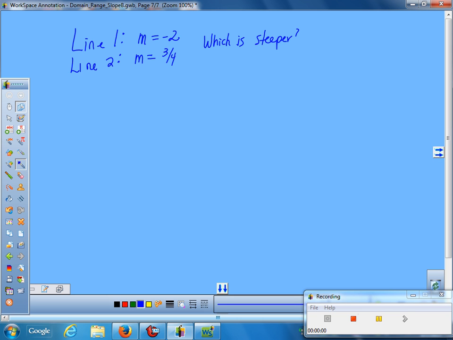3/4 is not the biggest number just because it's positive. I'm saying ignore the negative. So then 2 is going to be a steeper line. Doesn't matter what direction it's going in, just that it's steeper. So the larger number, ignore the negative. So line 1 would be your answer on that. Did I blow your mind on that one?